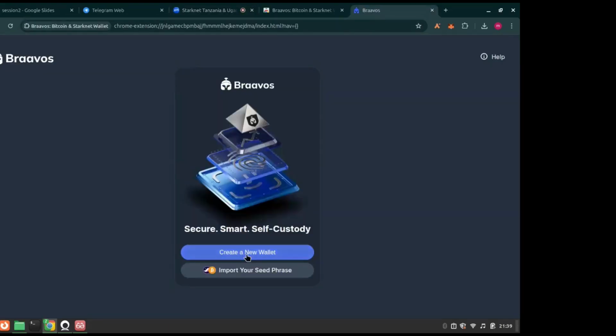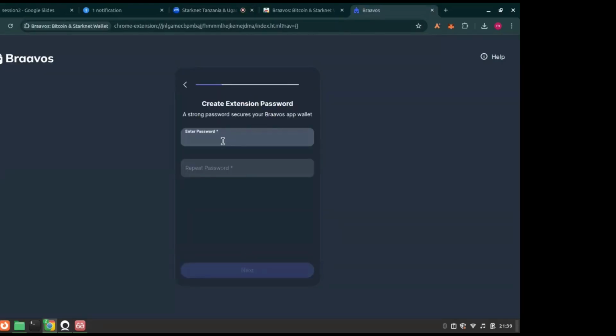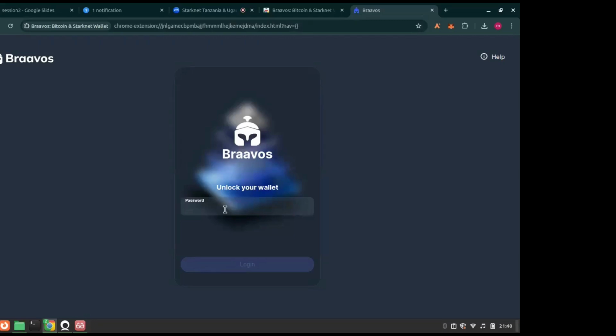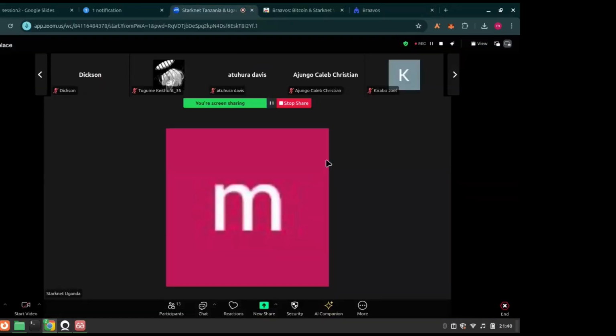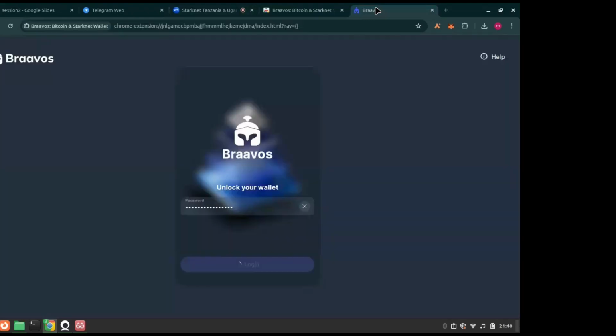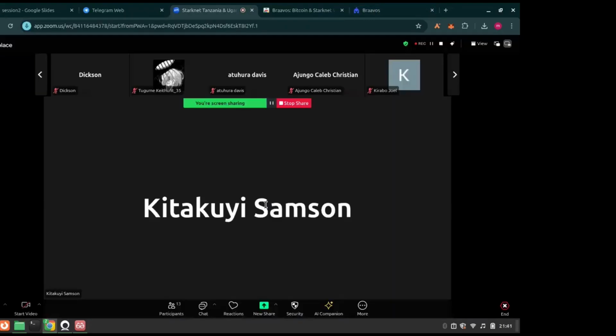So now it will tell me to create a new wallet, and then I can just add a new wallet, and it will tell you whether your password is strong. Let me just create a password here. Now it has created it. Let me re-enter my password here. So guys, in case you have any questions, you can put them in the chat or you can unmute and ask.